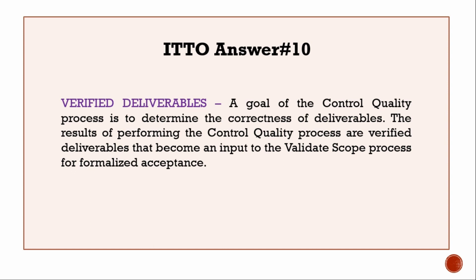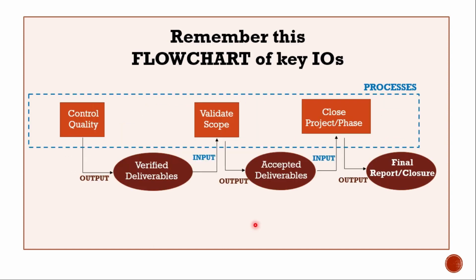Now, before we end this quiz, guys, a very important flowchart that you need to remember. If you see here, these three processes are very important and they are interlinked. Control quality, as we talked, has an output which is the verified deliverables. The verified deliverables form an input to the validate scope process in the scope management. The validate scope process has an output which is called the accepted deliverables. Be very careful with the terms here.